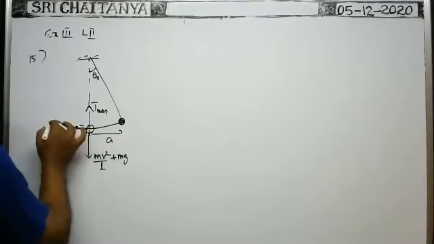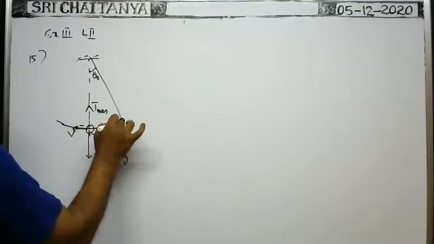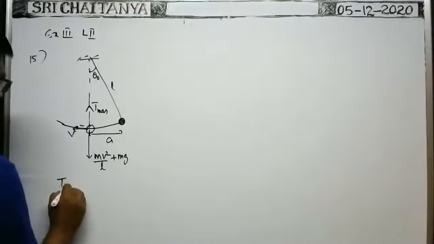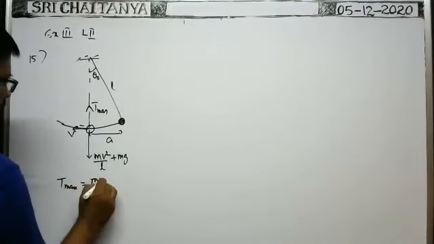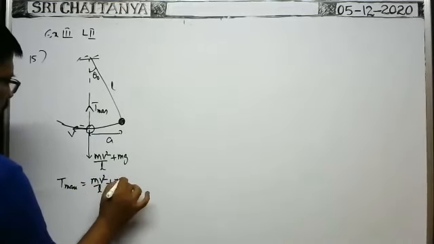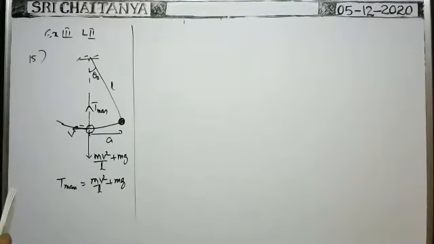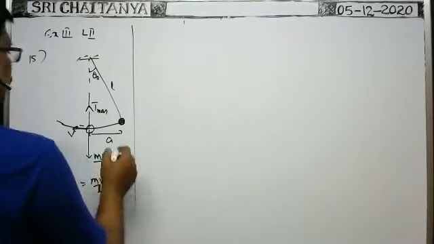Because when it travels like this, the radius of the circular path is equal to the length of the pendulum only. Okay, this is the maximum tension. So maximum tension is equal to mv square by L plus mg. It is a general formula we know. What about the velocity of the body?